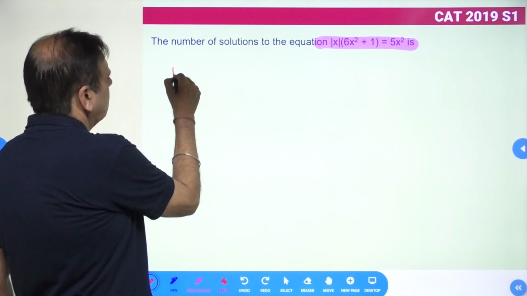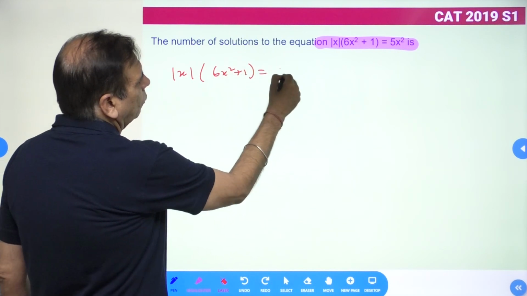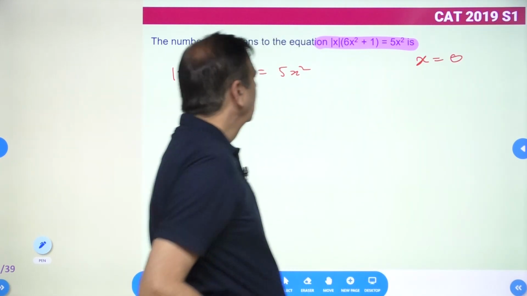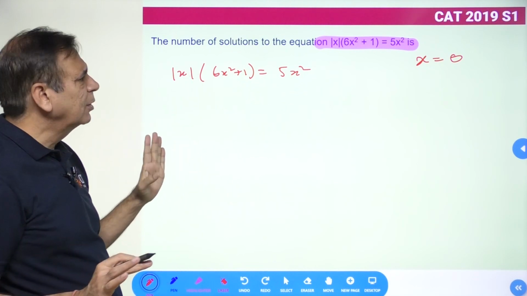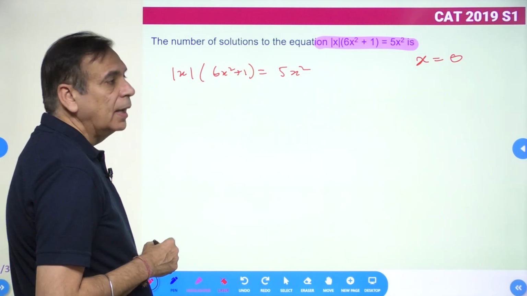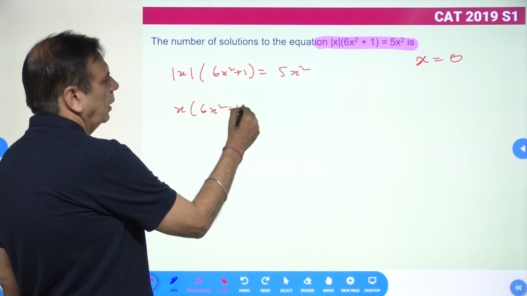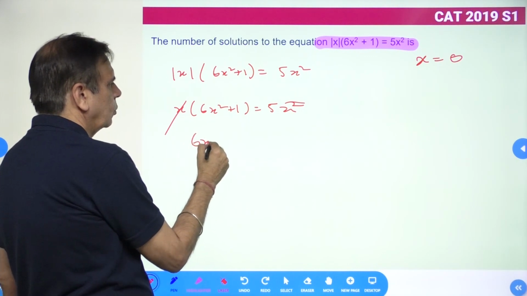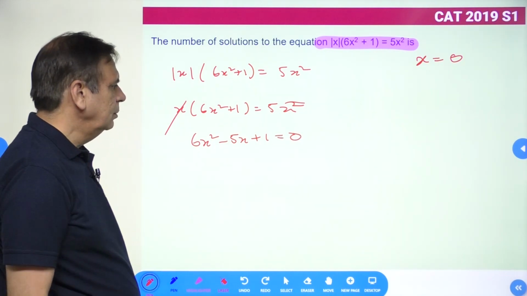So the equation is mod of x into 6x square plus 1 equal to 5x square. पहली चीज x equal to 0 तो पक्का सॉल्यूशन है. You can straight away see, put x equal to 0, right hand side 0, left hand side 0. End of the story. That's the first case done. Second, x को greater than 0 ले लेते हैं. If x is positive, what do we get? x into 6x square plus 1 equal to 5x square. So 6x square minus 5x plus 1 equal to 0.